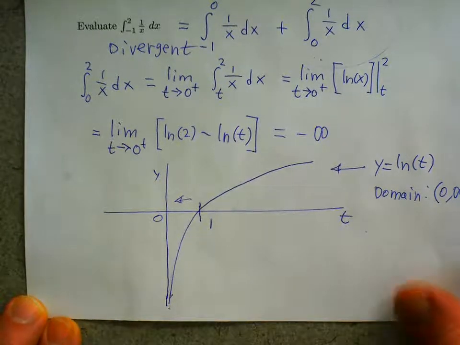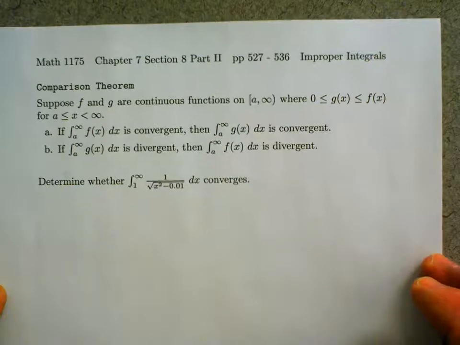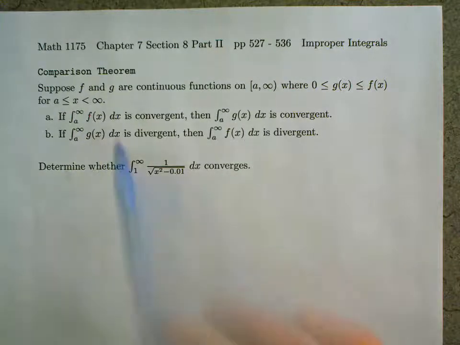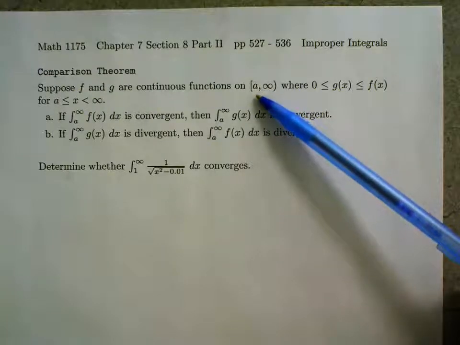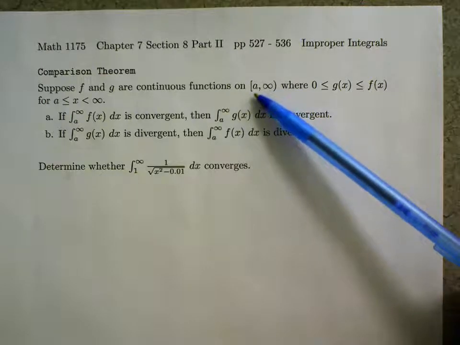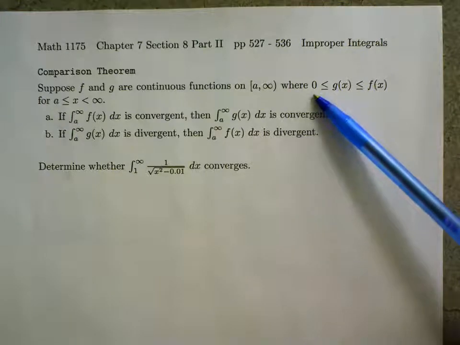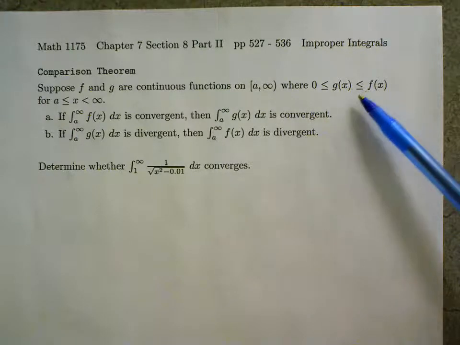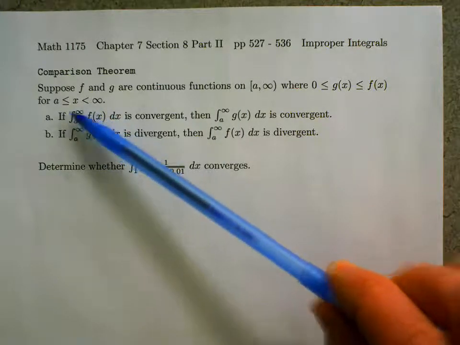Okay, on the next page, we have a comparison theorem. Suppose f and g are continuous functions on the infinite interval from a to infinity. So a is a finite number. And also where 0 is less than or equal to g of x, which is less than or equal to f of x, for all values of x from a to infinity.